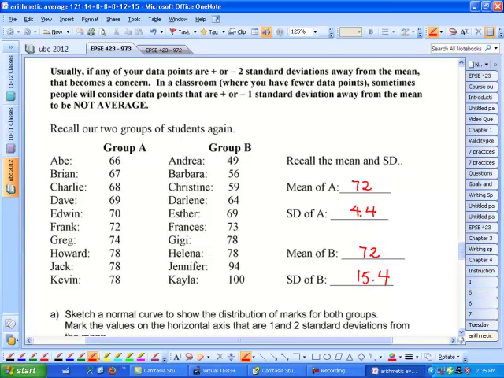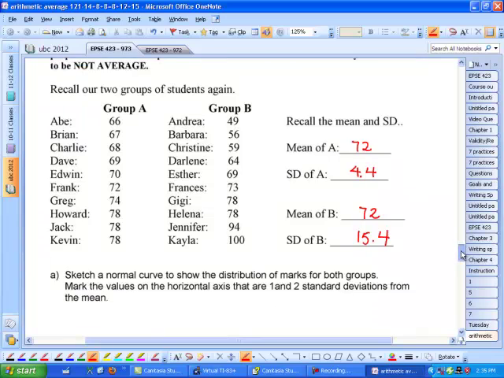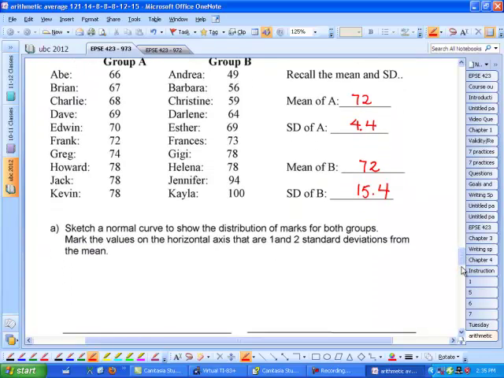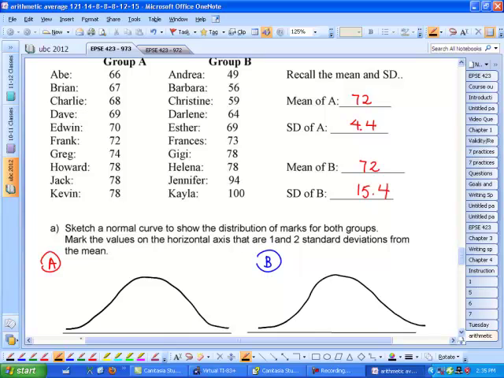Well, what I'd like us to do now is see if we can actually sketch a normal curve to show the distribution of marks for both groups. And I'd like you to mark the values on the horizontal axis that are 1 and 2 standard deviations from the mean. So here's group A, and then over here we'll do group B. Try your best to draw a bell-shaped curve. I forgot to do it for you, my apologies.